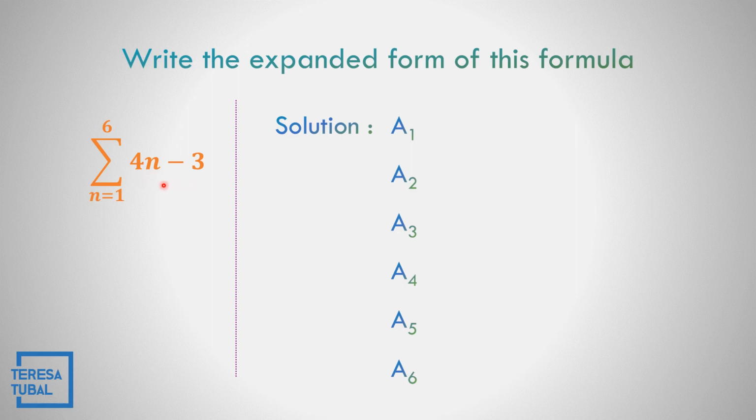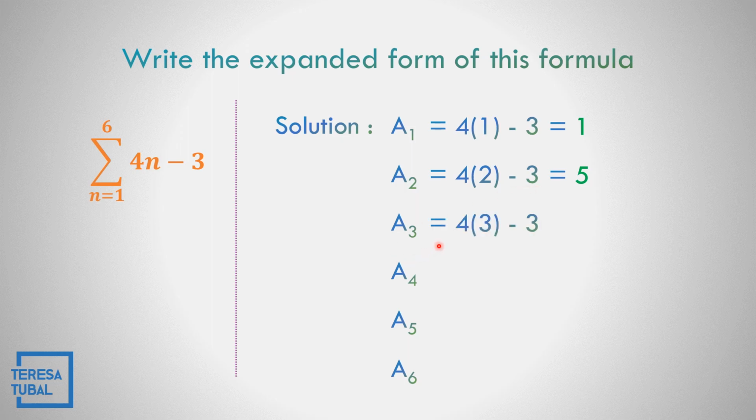If the given equation is 4n minus 3, so that becomes 4 times 1 minus 3. 4 times 1 is 4 minus 3. The answer is equal to 1. The second term, replace n by 2. So 4 times 2, 8 minus 3, that is equal to 5.